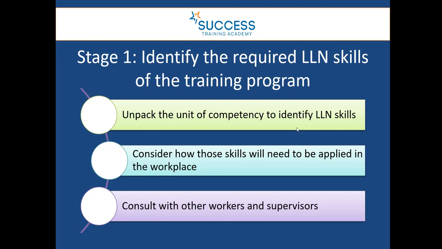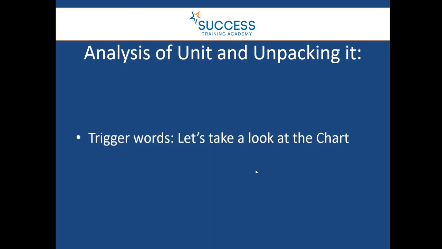And we need to remember that just because it's a Cert 3, it doesn't mean that it's going to be an ACSF level 3 for the different core skills. There is zero correlation between the AQF and the ACSF. Now, we need to be able to look at a unit itself and unpack the actual LLN requirements. Another word for unpack is just to identify. We need to consider how those skills will need to be applied in the workplace. We also need to consult with other workers and supervisors to get their perspective. Okay, so let's start on that process.